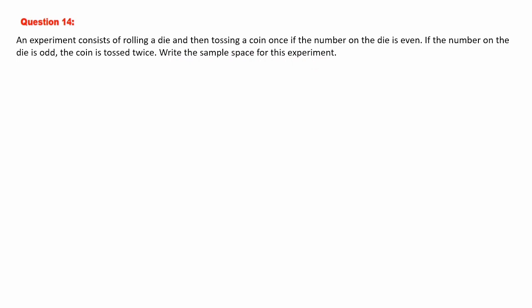Once again, first of all you are rolling a die and you will observe the outcome. If you get an even number, you will toss the coin once. And if you get an odd number, you will toss the coin twice. Write the sample space for this experiment. So this question you will try it as homework.